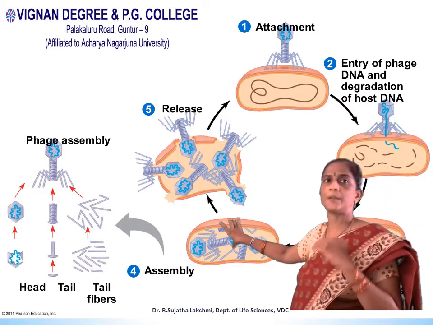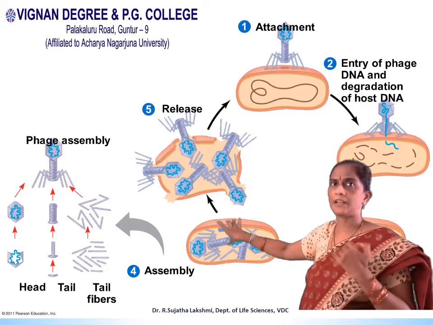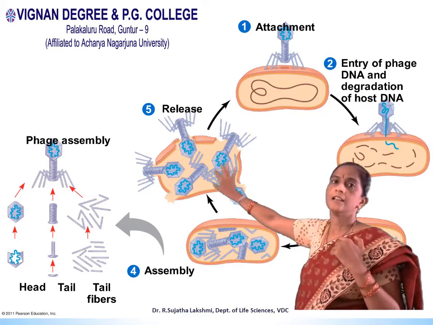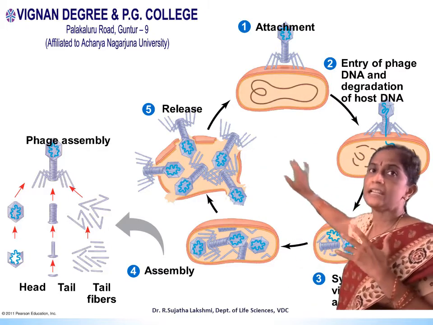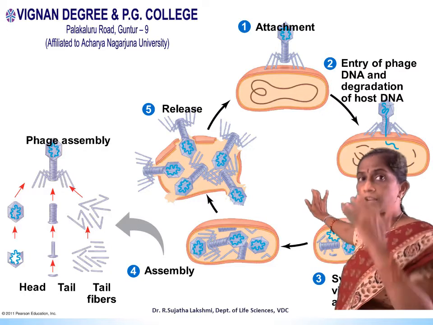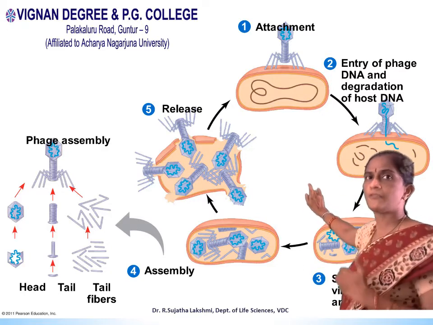Head will be attachment, tail fibers will be attachment. Finally, the bursting of the cell. The cell will be released. This is the whole cycle. Attachment, entry of the DNA, entry of phage DNA, and degradation of host DNA.